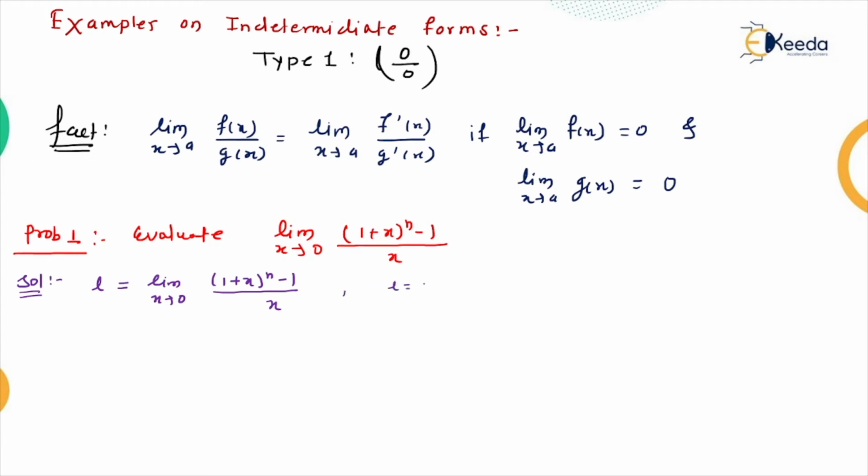So the limit takes the value ((1 plus 0) raised to n minus 1) divided by 0, as x tends to 0. So what is that here? You get 0 by 0 form, and that is an indeterminate form. And if this is 0 by 0 form, then it is applicable for using L'Hospital rule, guys. So therefore I am writing here by L'Hospital rule.